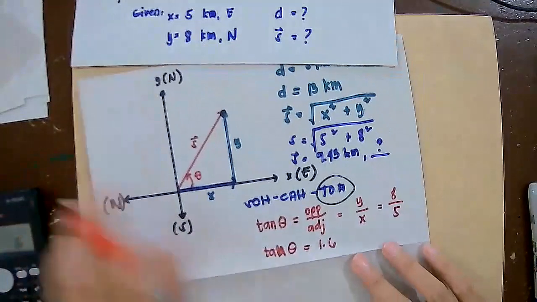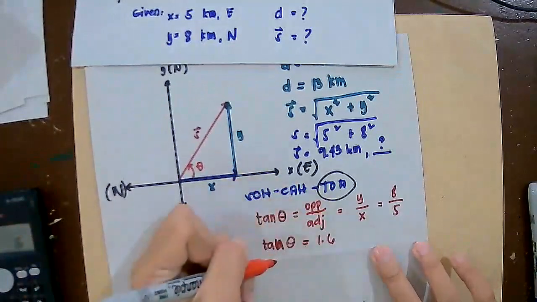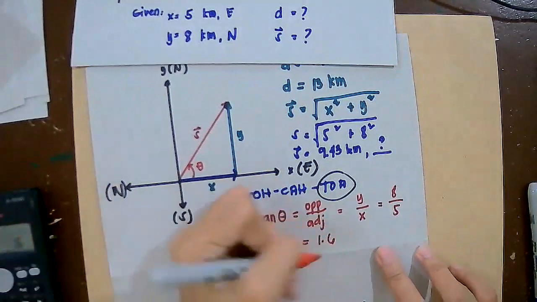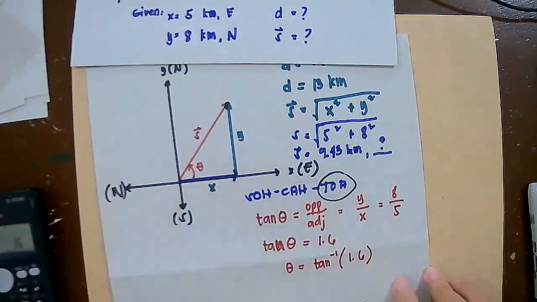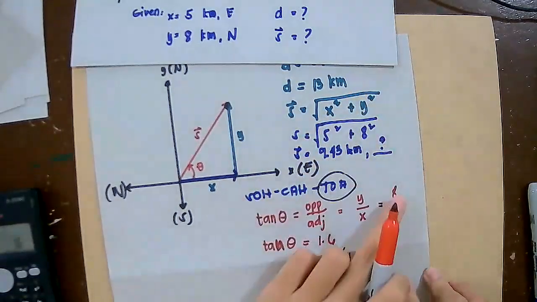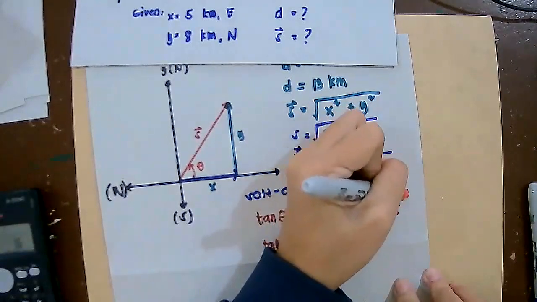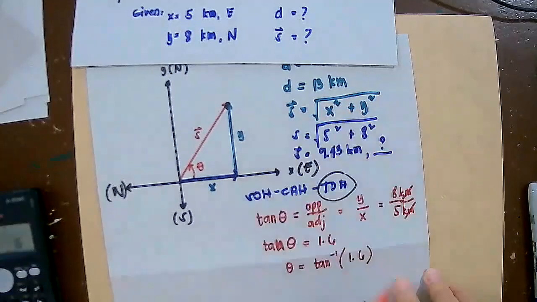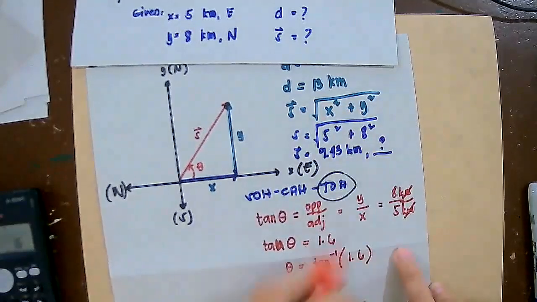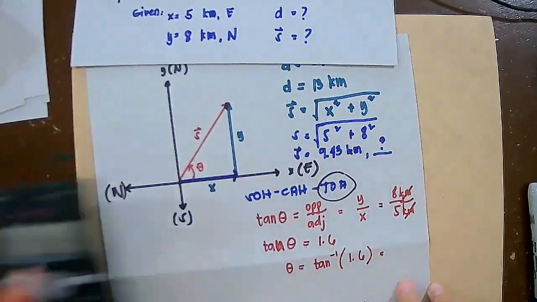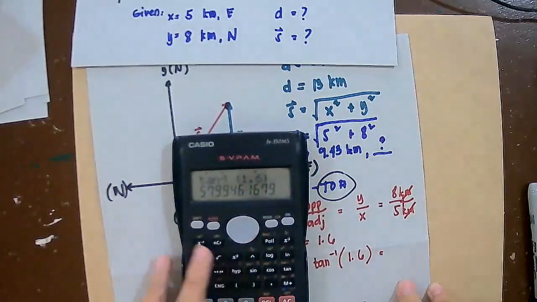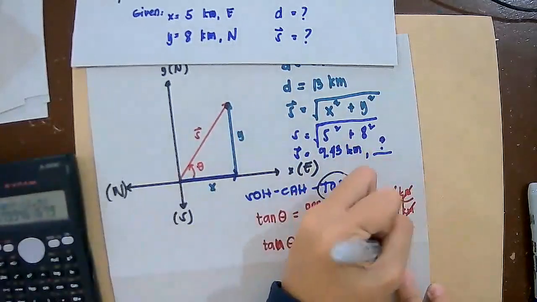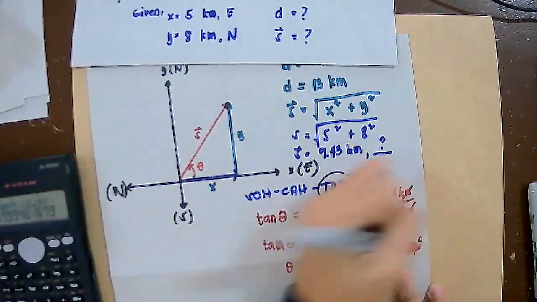Okay. Tapos, to get your theta, you have your inverse tan, and then 1.6. Okay. So dito, na-observe niyo na wala si km kasi ma-cancel out lang din naman siya. Okay. So wala kang units for this one. So solve, that's tan inverse 1.6. You will have 57.99 degrees. So this is now degrees.